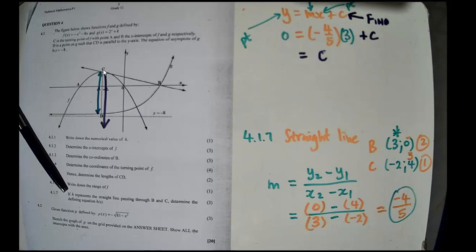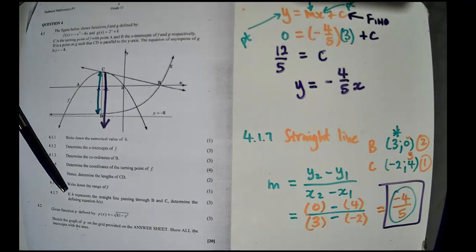Why do we substitute those points? Because those points are on the line, and any point on the line satisfies the function. Multiplying those two numbers, I get minus 12 over 5, and taking it over to the other side, c is equal to 12 over 5. At this point, we are still not complete. We need to write the equation. So the equation is y equals minus 4 over 5 x, which was the m value, plus the c value, 12 over 5. For all of that, only 3 marks.